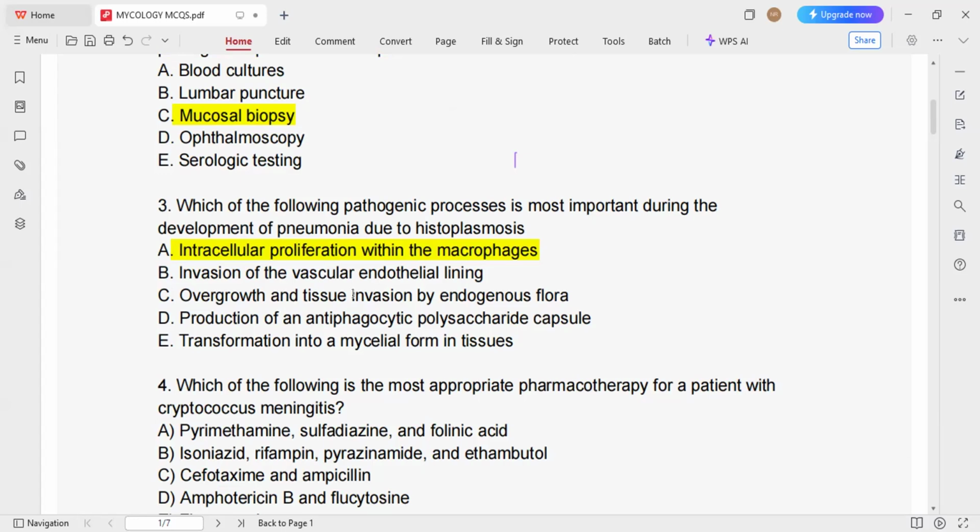Candida is the one that causes overgrowth. Yeah, true. Yeah, thank you for that.